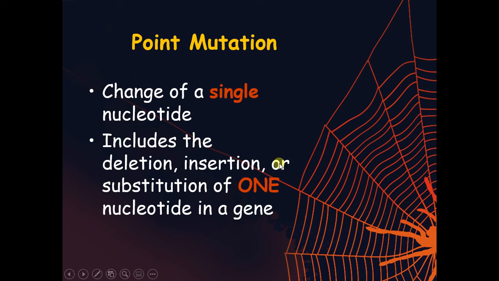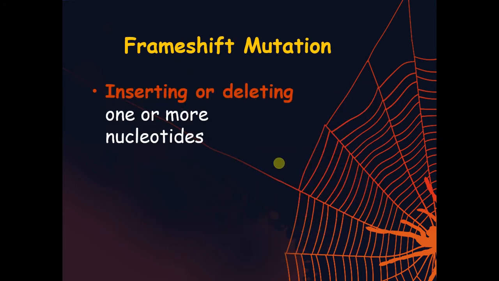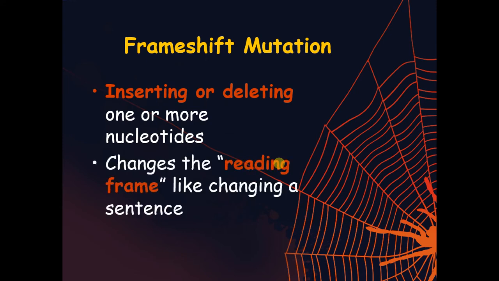So let's think about this. We've got point mutations that include the changing of a single nucleotide. This includes inserting one nucleotide, deleting one nucleotide, or substituting one nucleotide for the other. When a point mutation is an insertion or deletion of one nucleotide, a frame shift results. It changes the reading frame or the sequence of codons, just like changing a sentence. It causes the protein to be built incorrectly because there is substantial damage.